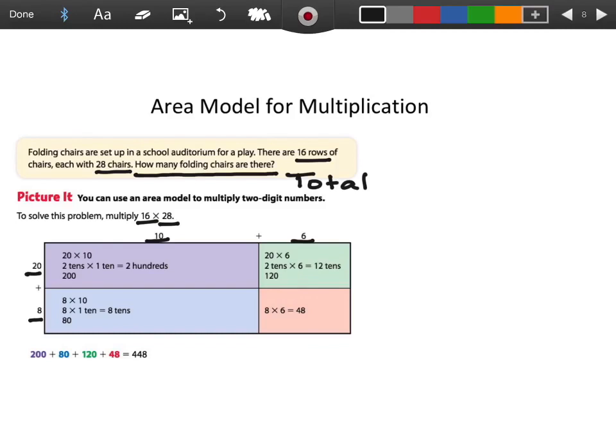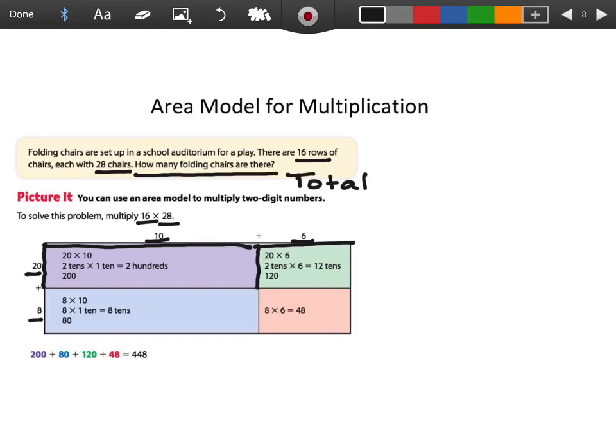And now that I have my numbers broken up and my area model set up, all I have to do is pull and multiply. So I see in this box, I have a side of 20 and a width of 10. So I have 20 times 10, which is 2 tens times 1 ten. Well, that equals 200. So this box has a value of 200. Then my next box, I have a side of 20 and a width of 6. So that's 20 times 6, which is 2 tens times 6, and that equals 12 tens, which is 120.